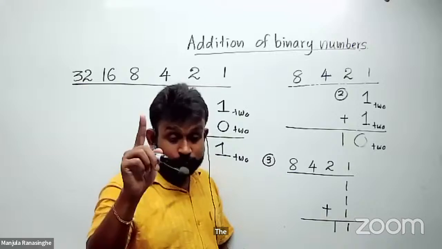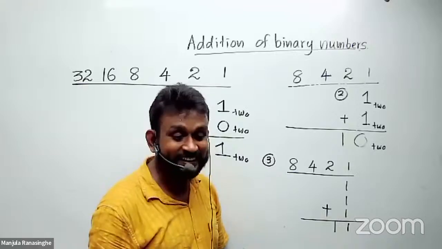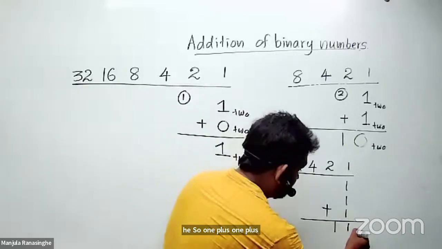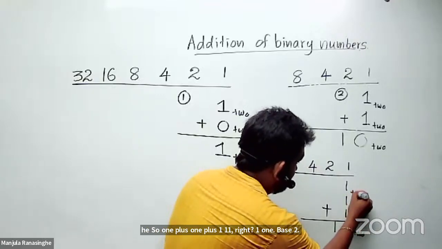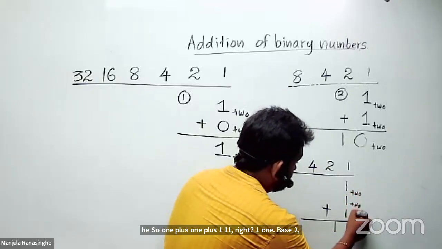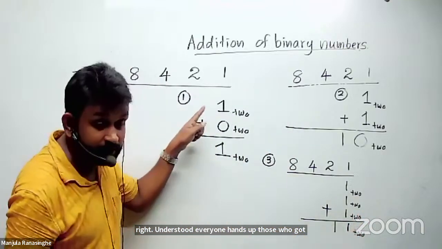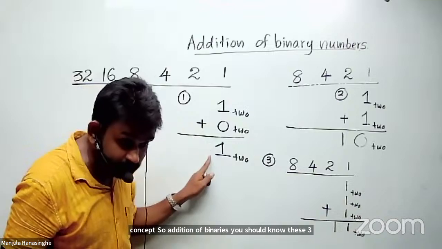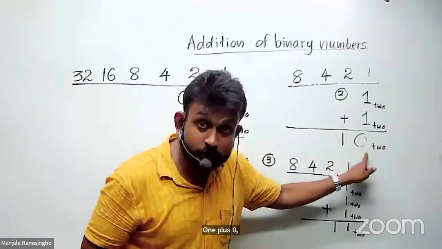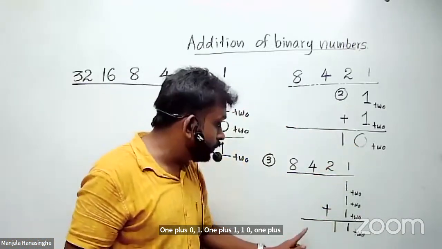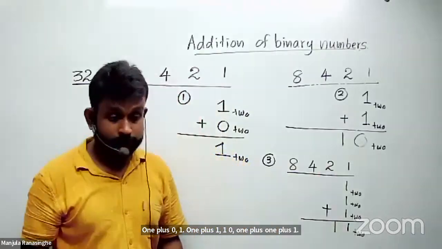So 1 plus 1 plus 1 is 11. Right. 1 1 base 2. Understood everyone? Hands up those who got the concept. So for addition of binaries, you should know these three concepts: 1 plus 0 is 1, 1 plus 1 is 10, 1 plus 1 plus 1 is 11, to the base 2.